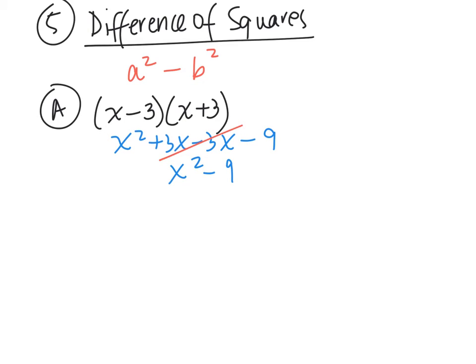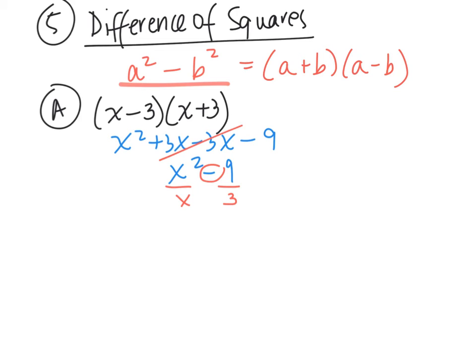X squared minus 9 is a difference of squares. Why is it a difference of squares? Because it is 2 squares. Again, this is x and that's 3, those are the square roots, separated by a minus sign. So anytime you have 2 squares separated by a minus sign, which is what I had drawn up here, then the factored form of that is always going to be a plus b and a minus b.